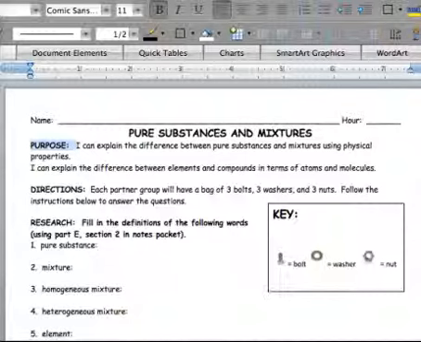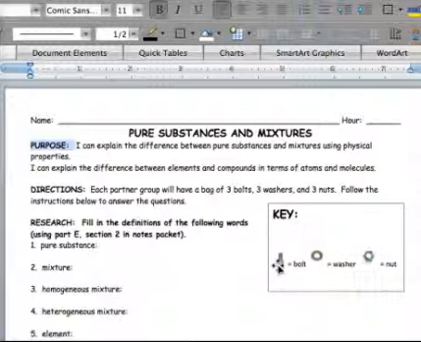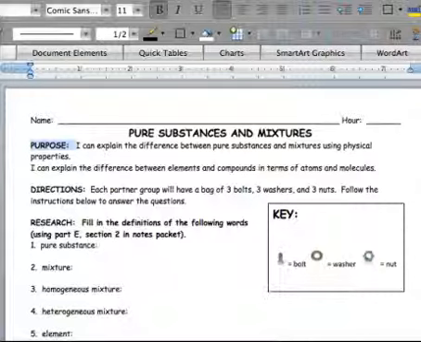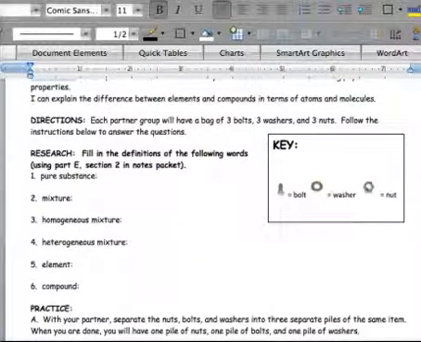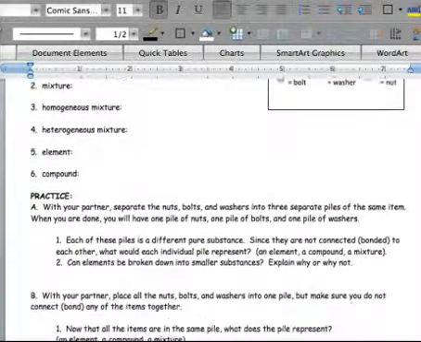So your directions are, and if you have nuts, bolts, and washers at home, you can use those. If you don't, you'll just have to follow along with what I'm doing or use your imagination. There is a key right here. It shows what a bolt looks like, a washer, and a nut. So the directions, it says each partner group will have a bag of 3 bolts, 3 washers, and 3 nuts. Follow the instructions below to answer the questions. There are some research questions that you have to fill in, so there's 6 of them here. Those will help you with the lab.